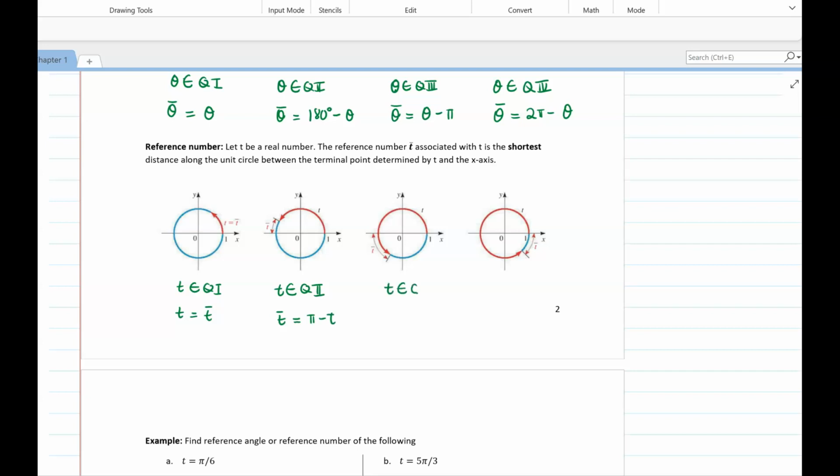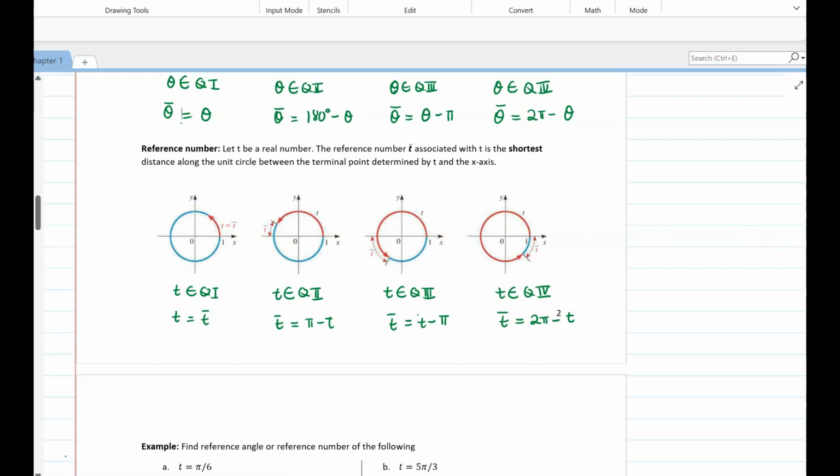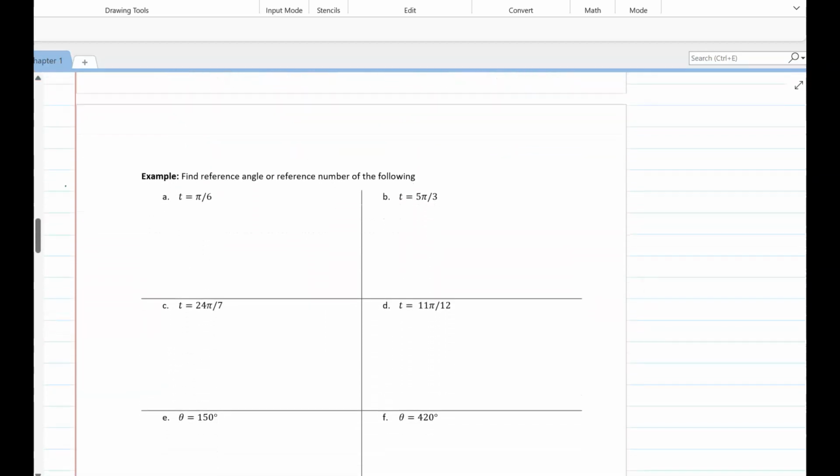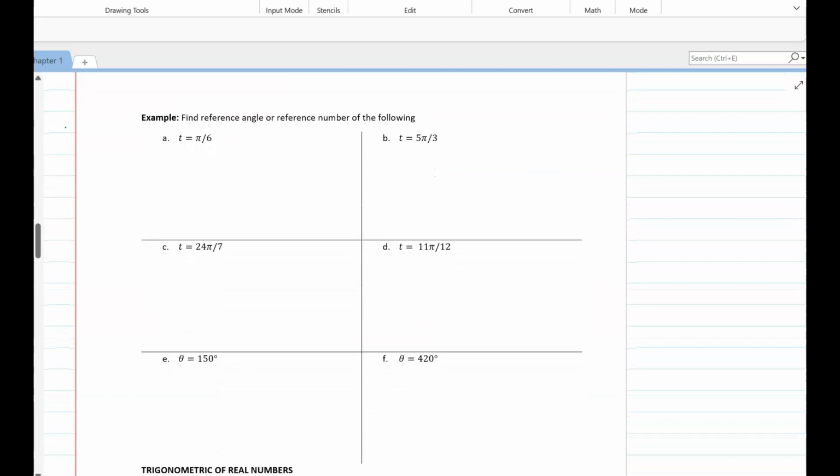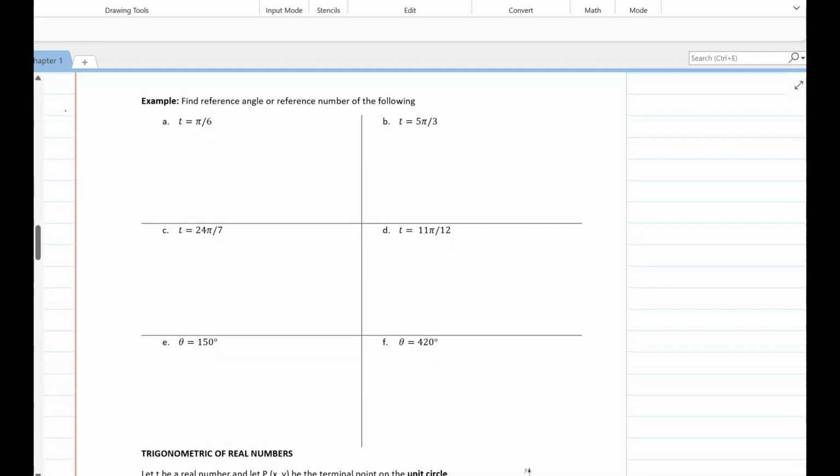If t is in quadrant 3, then t bar is equal to t minus pi. If t is in quadrant 4, then t bar equals 2 pi minus t. Let's take a look at an example. Find the reference angle or the reference number of the following. For A, t equals pi over 6.